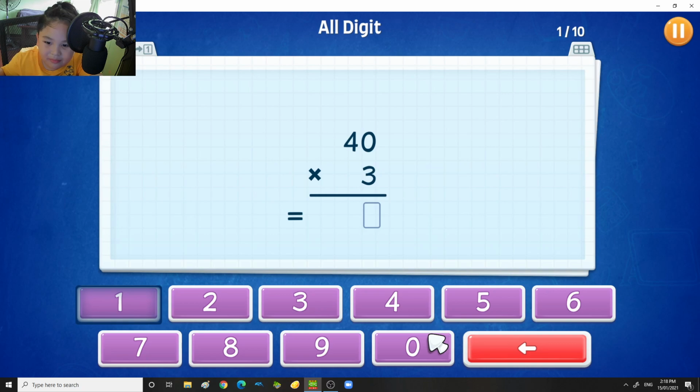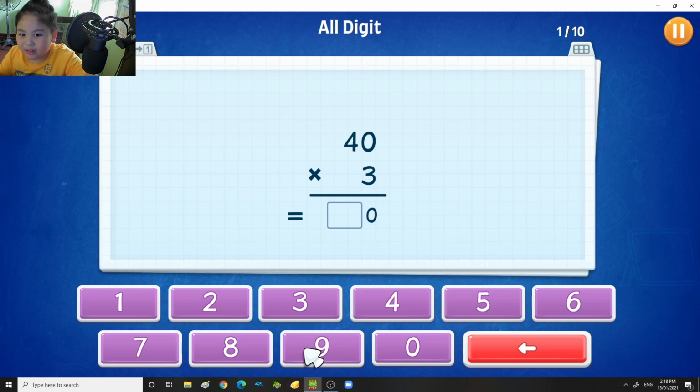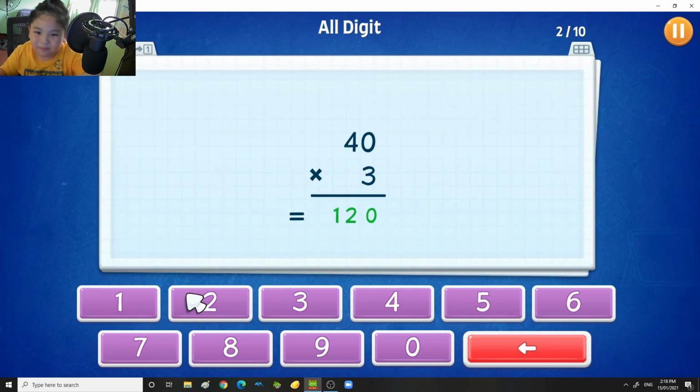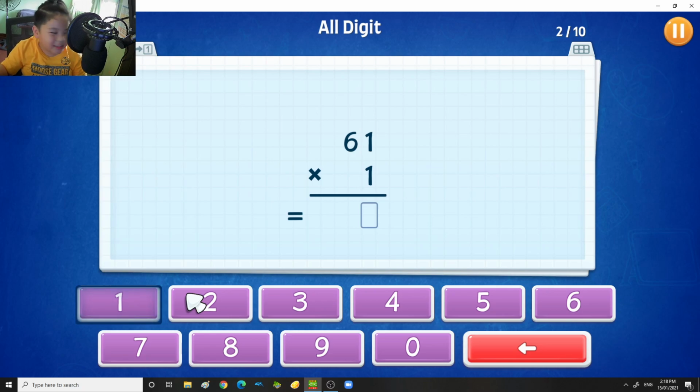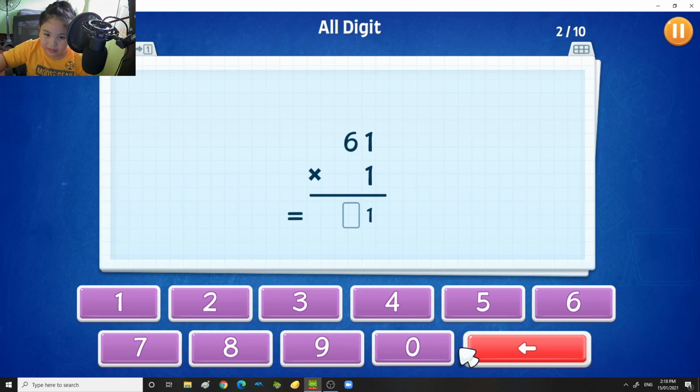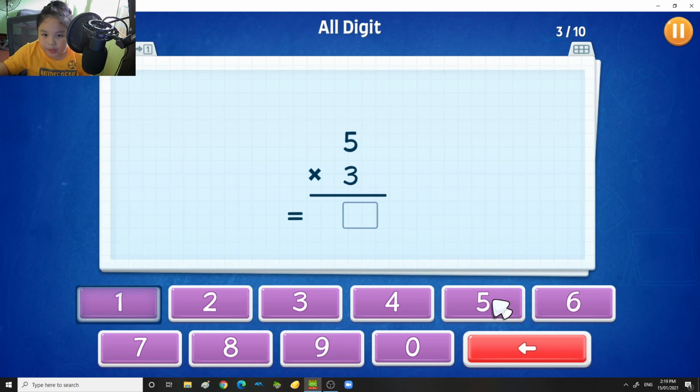0 times 3, always be 0. 4 times 3 equals 12. Yeah. Even if it might be easy, but still fine. It's so easy. 1. Okay. It's easy. Never mind, I'll just go.